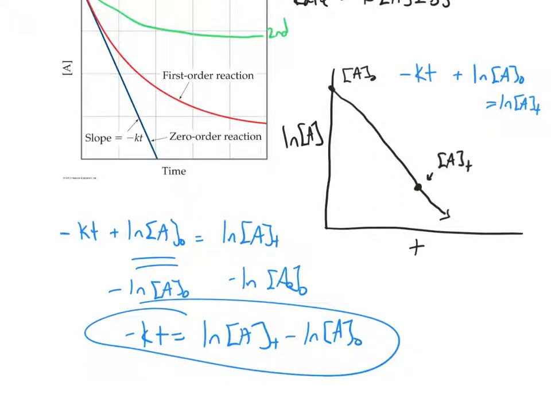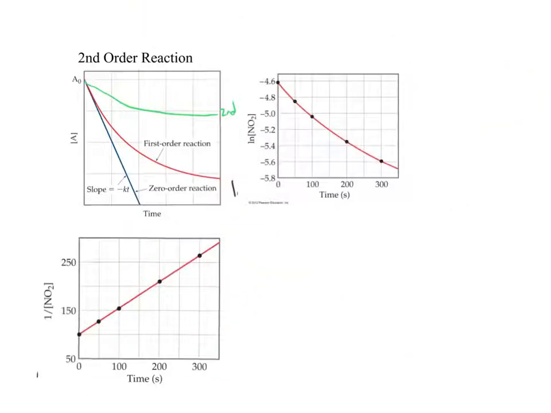So, for example, if I say, what would the vertical axis read on the linear version of a first order integrated rate law graph? You would say natural log of A. If I said, what's the vertical axis of the straight line graph of, say, a 0 order reaction, you'd say just concentration of A. All right, let's finish off with second order reactions.